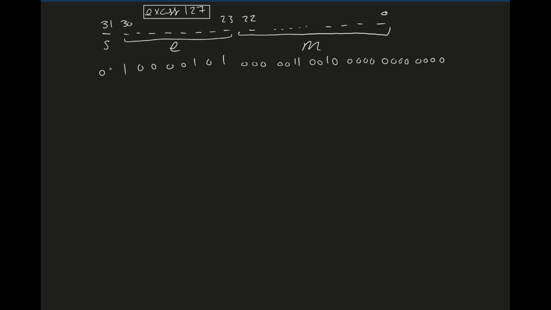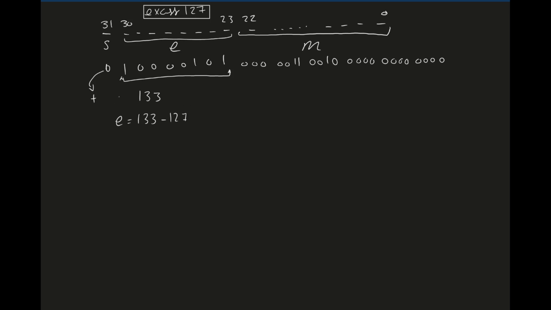So the first thing I look at is the sign. The sign bit here is 0, which means the number is positive. And then I calculate the exponent. The exponent in this case is 133. But we say that the exponent is stored in excess 127. So, which means that we have to subtract 127 from this value. So the exponent actually is 133 minus 127.